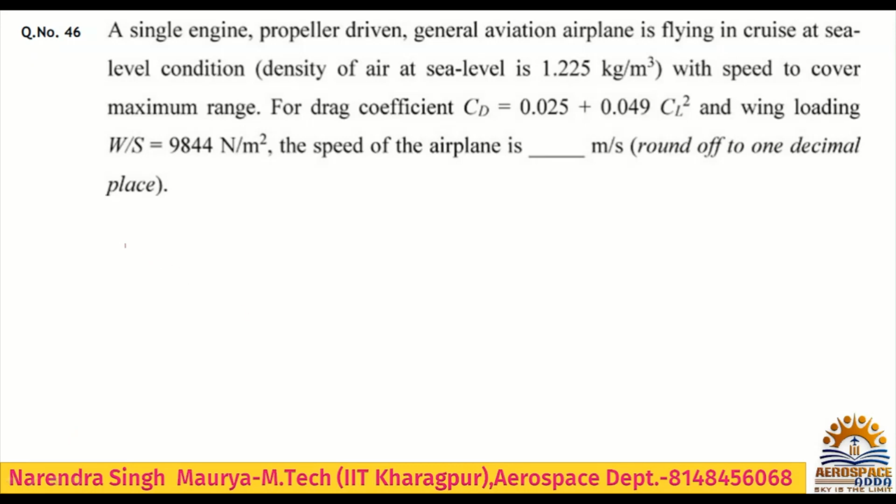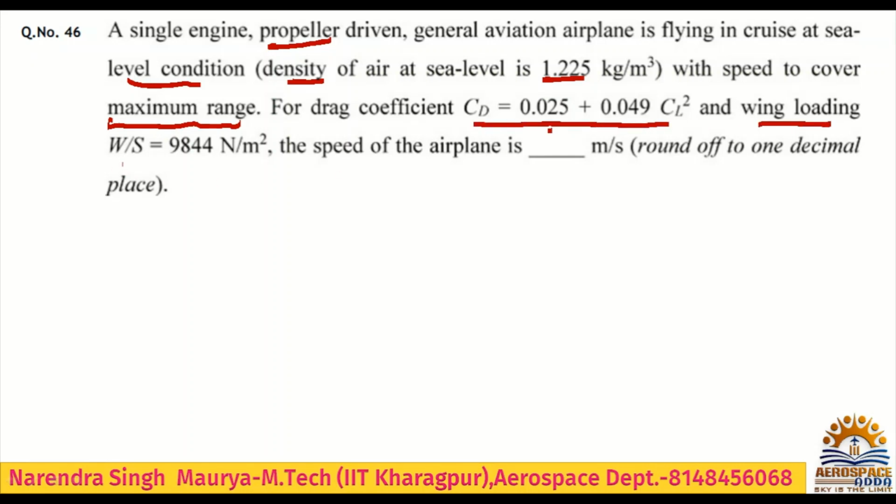So here again, you just check a single engine propeller driven, mentioned here properly. So propeller driven general aviation airplane is flying in a cruise at sea level condition. Remember, it is sea level condition, so obviously density will be sea level density 1.225 with speed to cover maximum range. This is very important point here. It is mentioned maximum range, so you have to remember this point because the problem will be solved based on this given statement.